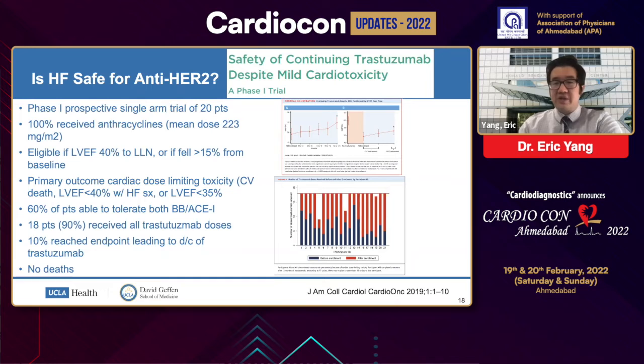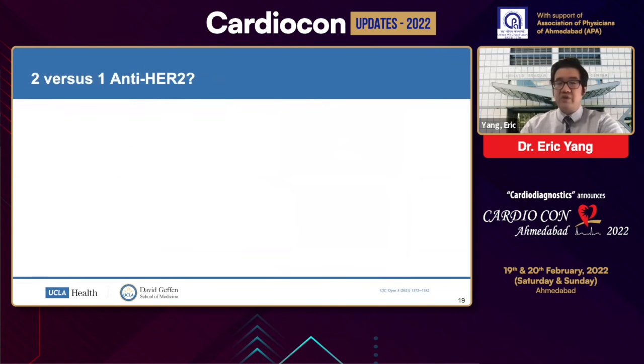And they found that 60% of patients were actually able to tolerate both medications. And even better news is that 90% of patients were able to continue all of their treatments. And nobody died during this study in terms of related to cardiac failure. And essentially, only 10% were not able to complete this. So this was a very promising look to show that if you developed cardiotoxicity during treatments, if you were closely followed and you had very aggressive uptitration of heart failure medications, there was a good likelihood you could continue your life-saving treatment. And the other question is whether you should use 2 agents or 1 agent with anti-HER2, especially if there's concern for underlying cardiovascular dysfunction.